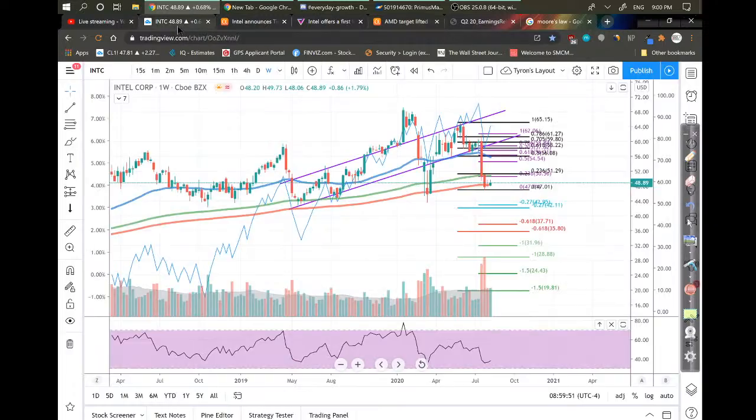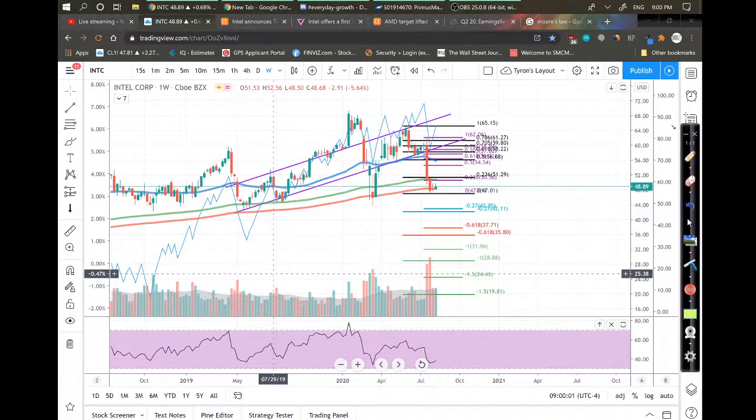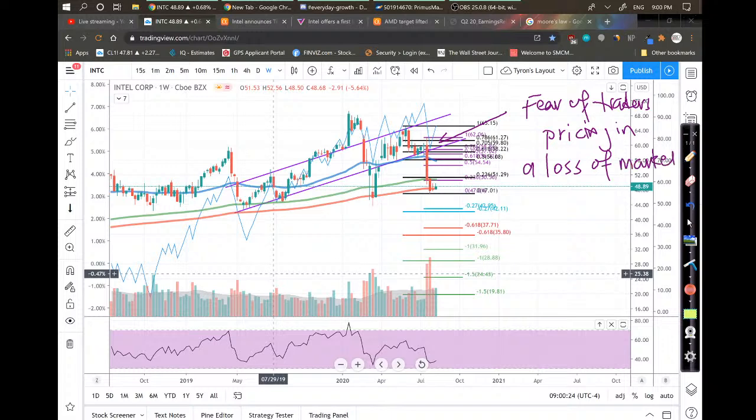This drop here is fear of traders pricing in a loss of market share.